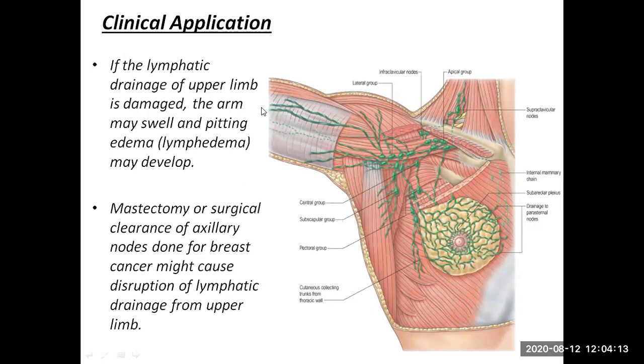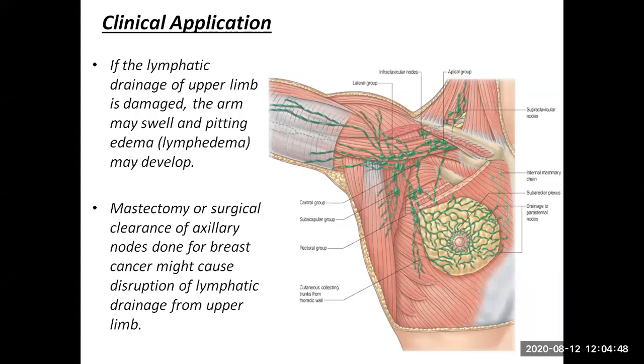Here, if we talk about the clinical application, if the lymphatic drainage of the upper limb is damaged, the arm may swell and pitting edema, lymphedema, may develop.